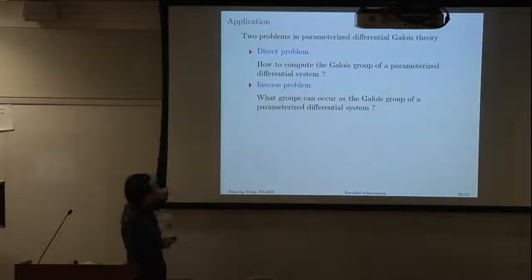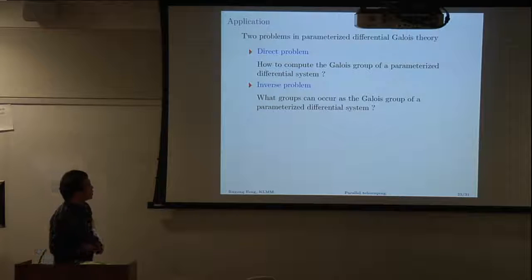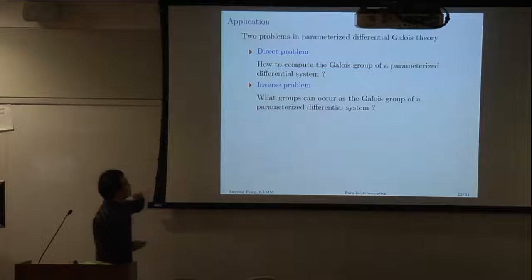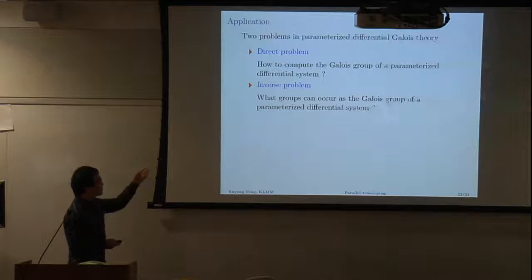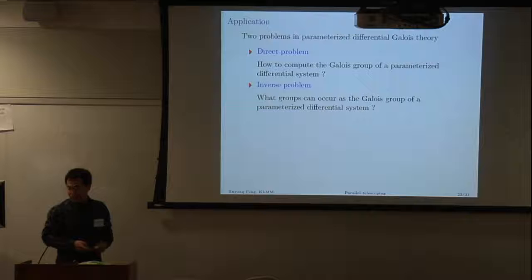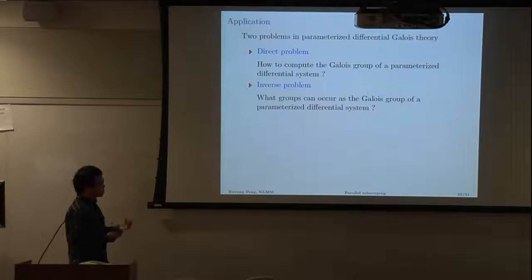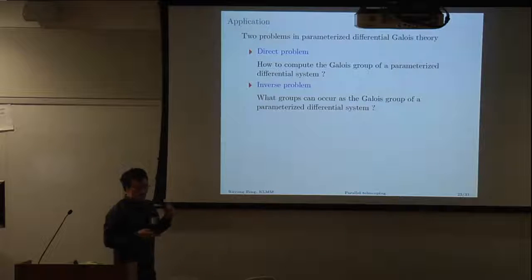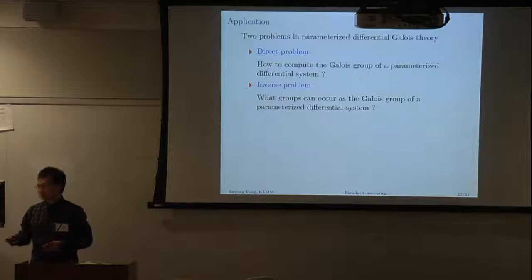The following two problems are well known in Galois theory. One is the direct problem: how to compute a Galois group. And the other is the inverse problem: what groups can occur as a Galois group? And we will apply our result to these two problems for first order equations.